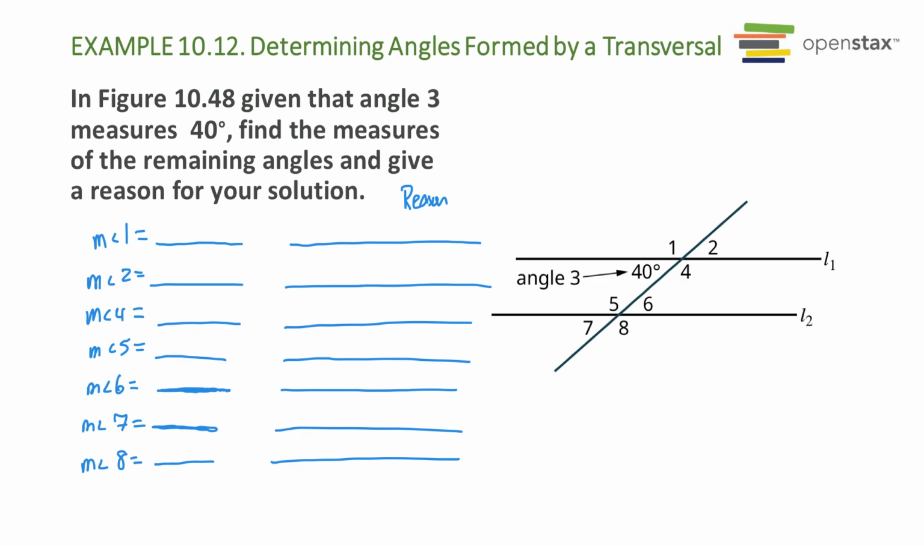So the reason is going to be, are they alternate interior? Are they alternate exterior? Are they supplementary angles? Are they corresponding angles? So that's going to be our reasoning. So what I like to do is start with the give-me's, the ones that are going to be equal. So starting here, the measure of angle 3 is known to be 40. So angle 2 is special with angle 3. They are vertical angles, and vertical angles are equal. So the measure of angle 2 is also going to be 40 degrees because they're vertical angles.